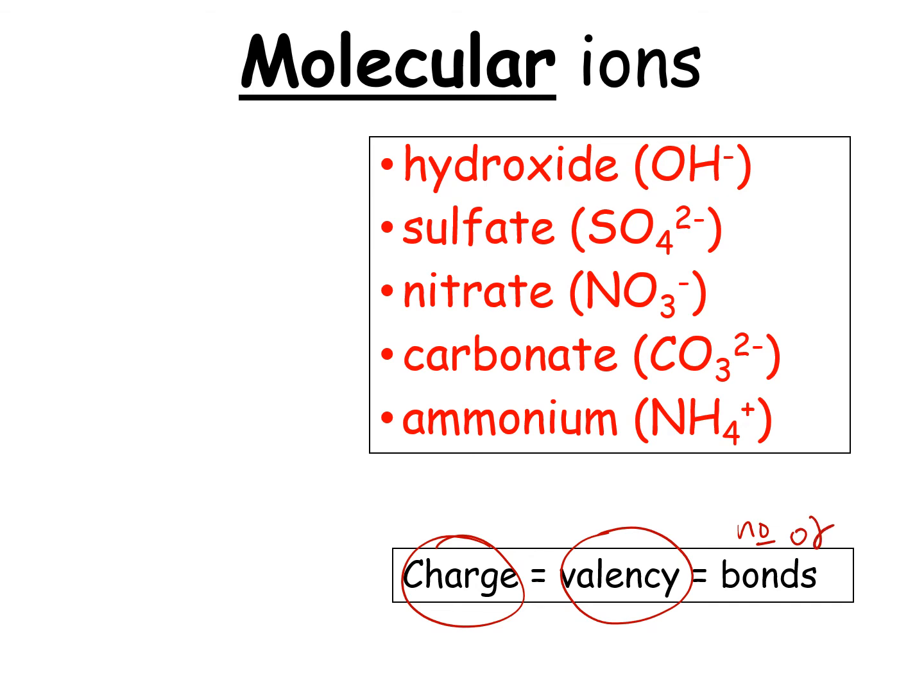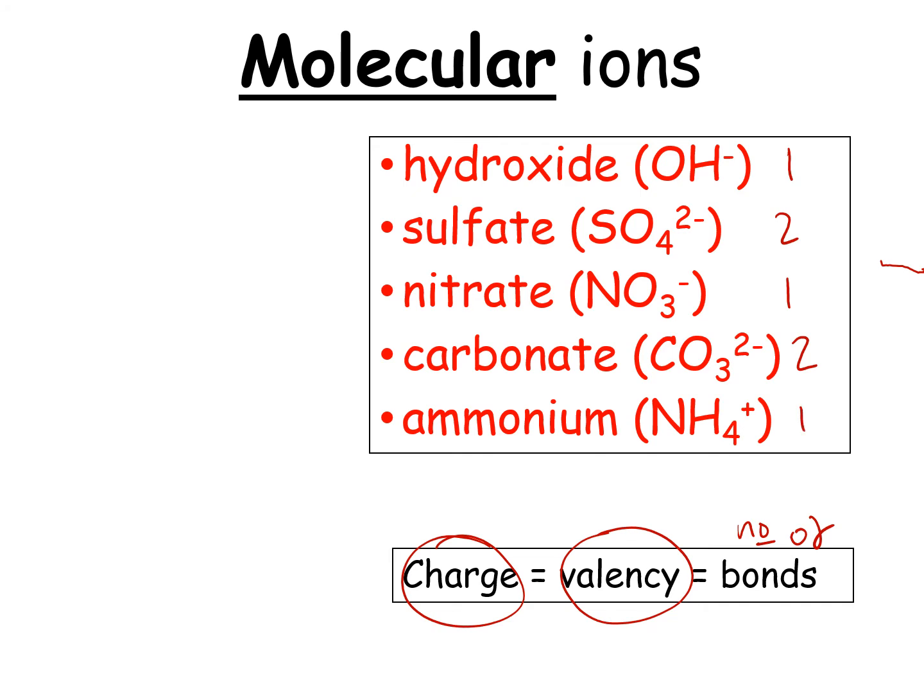Here in your molecular ions, you need to know all of these. A hydroxide is OH minus, and your sulfate is SO4 2 minus. Nitrate is NO3 minus, carbonate is CO3 2 minus, and ammonium is NH4 plus. If I was to write down the valency of each of these, the charge is equal to the valency. The valency for your hydroxide is going to be 1, sulfate is going to be 2 because it's a 2 minus, nitrate is a 1 minus, so it's going to be 1, carbonate is a 2 minus, so it's going to be 2, and ammonium is a plus 1, so it's going to be 1. That just tells us how many bonds it can form.